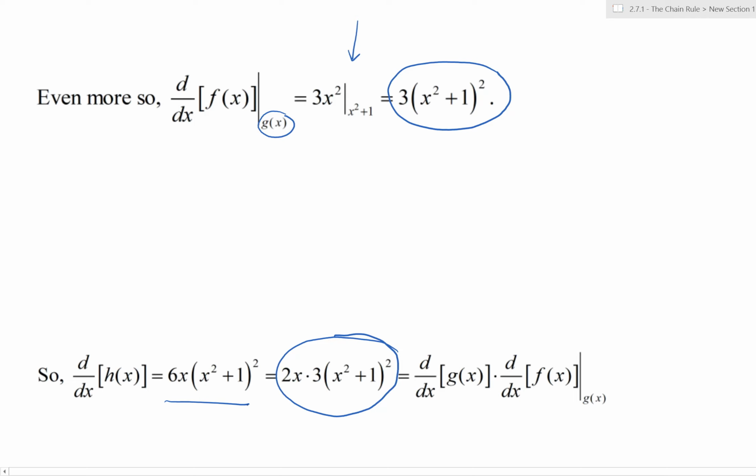And what did we just show? Well, we showed that the derivative with respect to x of g of x is 2x, right? And then the derivative of f of x, the outer function, evaluated at g of x, was 3 times x squared plus 1 quantity squared. And so hence the derivative of this composite function is exactly the derivative of g of x with respect to the input variable x times the derivative of the outer function with respect to x evaluated at the inner function.